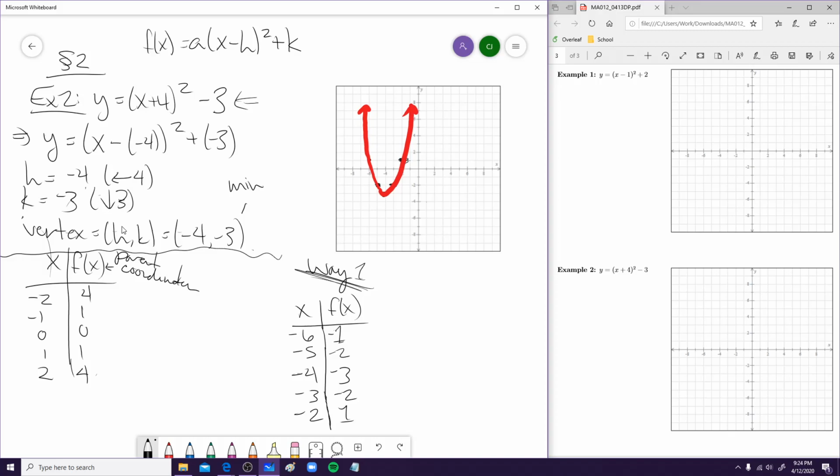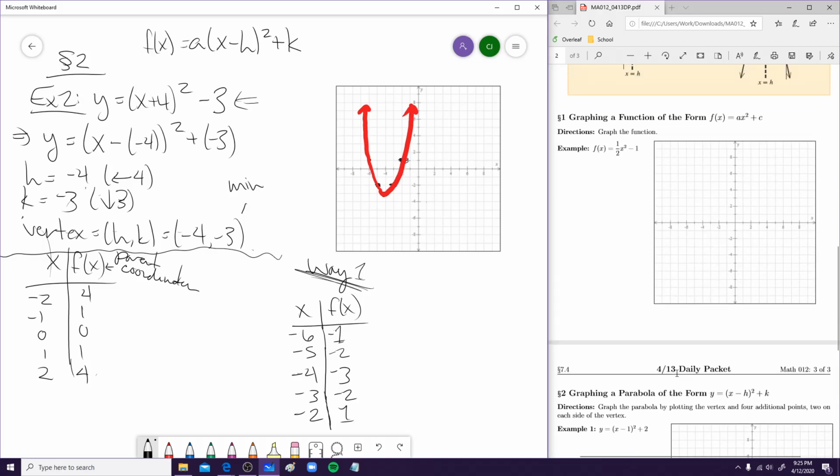So note, when h is negative, it goes left. When h is positive, it goes to the right. When k is negative, it goes down. When k is positive, it goes up. Right? So you guys can use either method. That's perfect, as long as you get the graph by yourself, computing it in your own head without a calculator. Right? So this is what we are covering today.